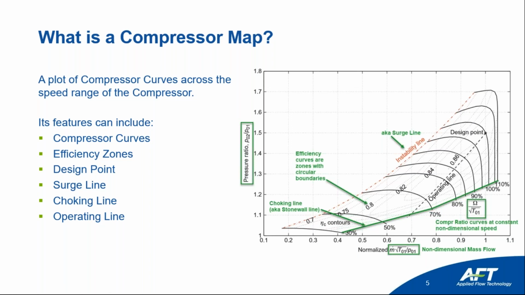In addition to the operating lines, the things to consider are efficiency islands. Oftentimes they'll be written out as percentages like these, and they'll kind of have dotted lines showing the areas of operation on that curve where those efficiencies would be. And then another important thing is a lot of compressor maps try to be normalized or non-dimensionalized in order to be more applicable.